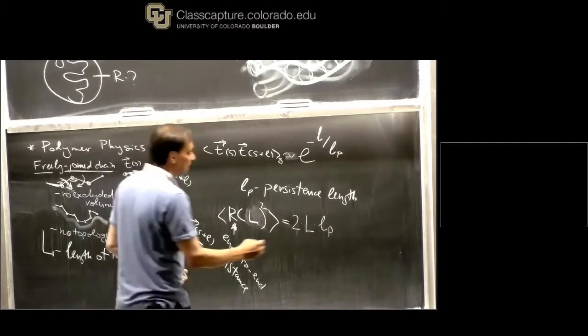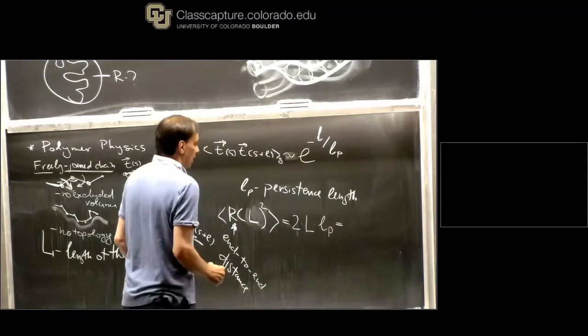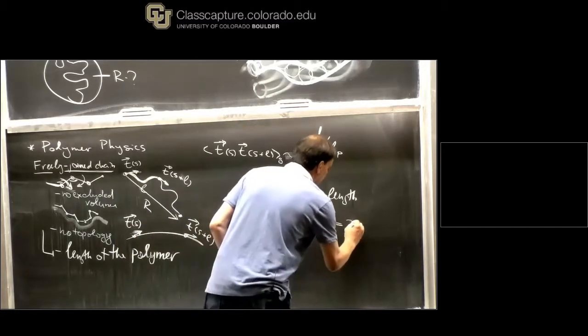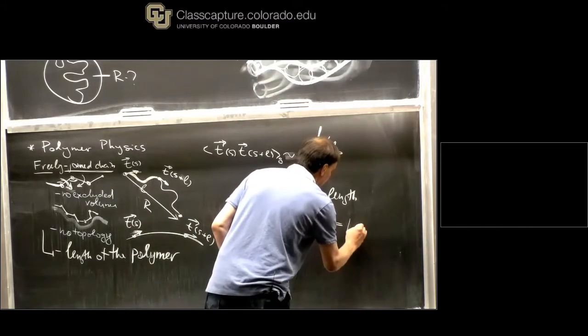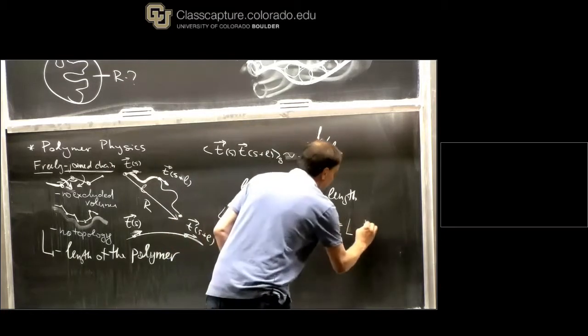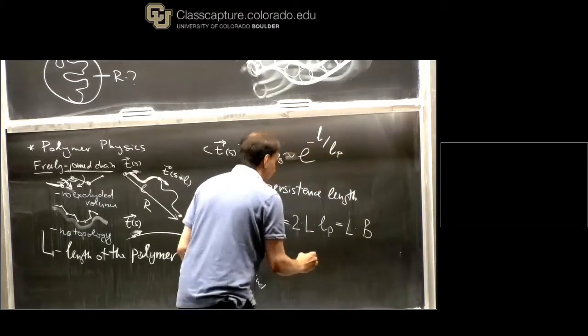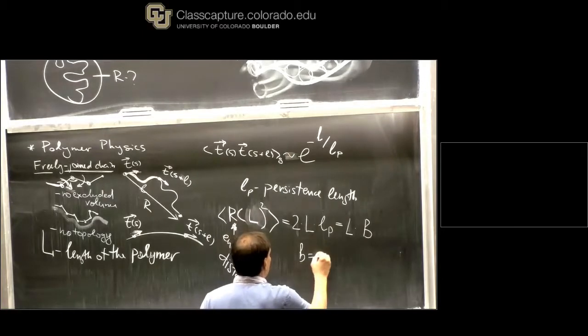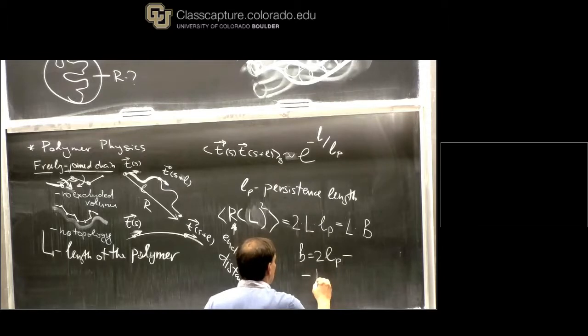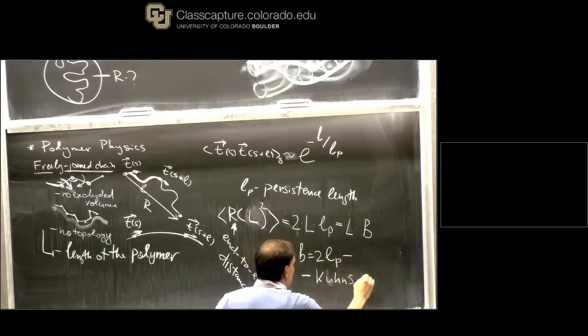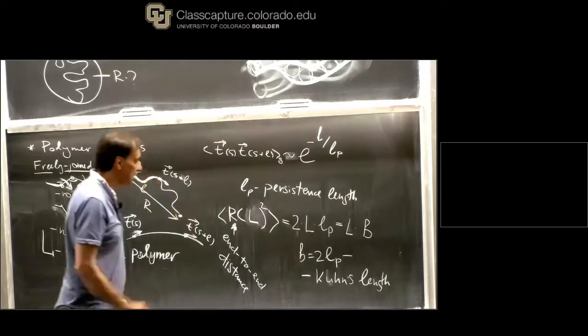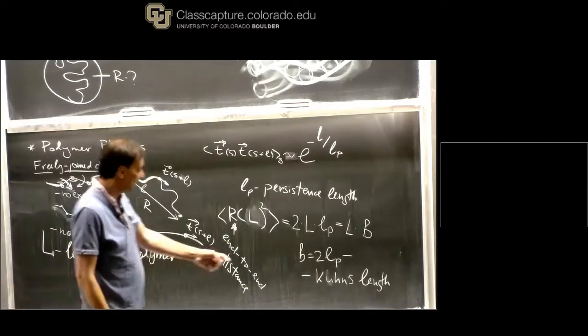Moreover, I can even combine L and LP into a new quantity that I will call B, and I will simply define B as 2 persistence lengths, and this is called Kuhn length. Why is this a meaningful thing?